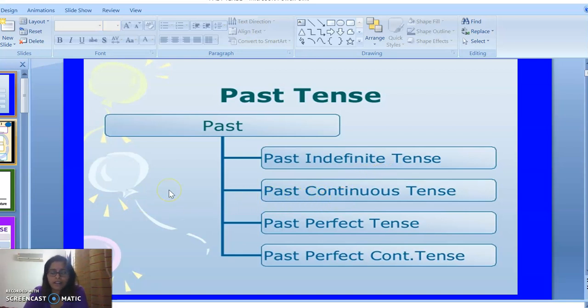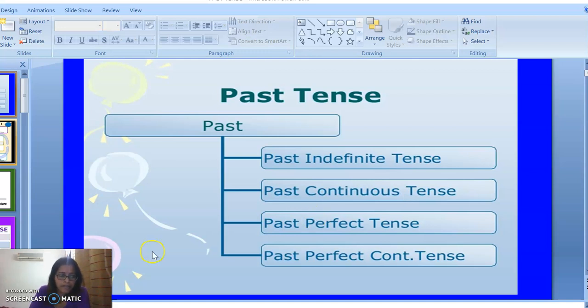As you know, there are three types of tenses, and each tense is further divided into four subparts. So these are the four subparts of past tense. First is past indefinite, second is past continuous, third is past perfect, and the fourth one is past perfect continuous tense. Today I am going to discuss only past indefinite and past continuous tense. So let's get started with our presentation.